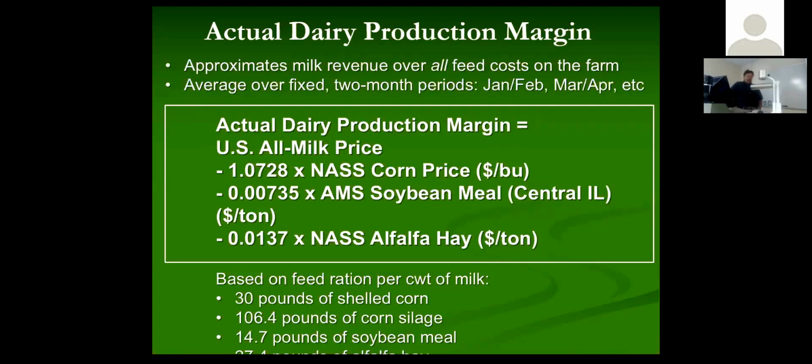The calculations used nationwide are the exact same formula for everybody for the feed, so it does not match your individual feed. It's 1.0728 times the NASS corn price for that two-month period, plus the soybean meal price, Central Illinois, at $1 per ton, and they use the NASS alfalfa price to calculate what 100 pounds of milk costs to calculate this margin. That's based on 30 pounds of shelled corn, 106 pounds of corn silage, 14.7 pounds of soybean meal, and 27 pounds of alfalfa hay used in that ration.